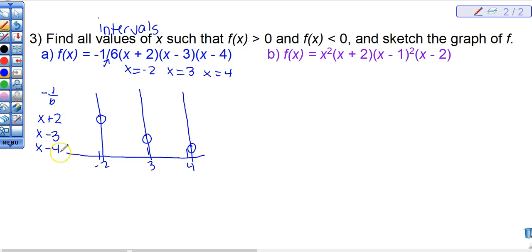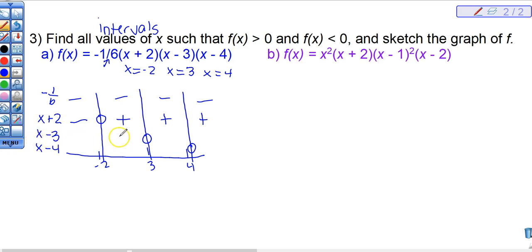Okay, so we're going to see what kind of outputs we get from these factors. -1/6 is always negative, so we're going to multiply all of these numbers times a negative all the time. We'll mark that as negative. To the left of the zero, if I were to plug in a -3, -3 plus 2 is negative. That means to the right of the zero we get positives.